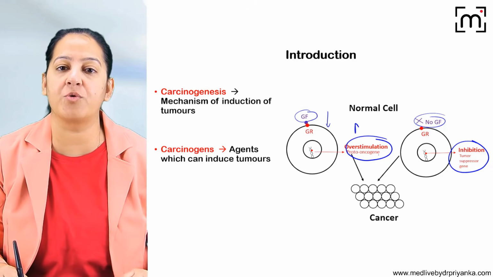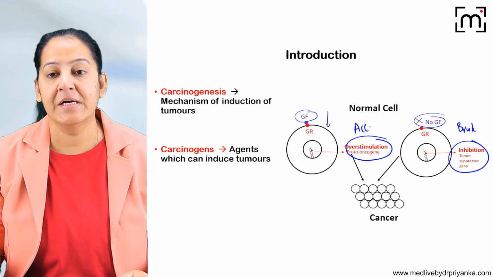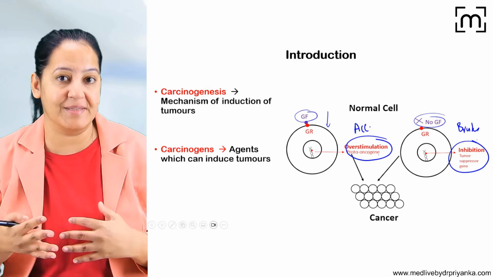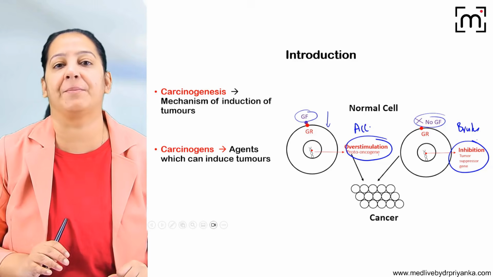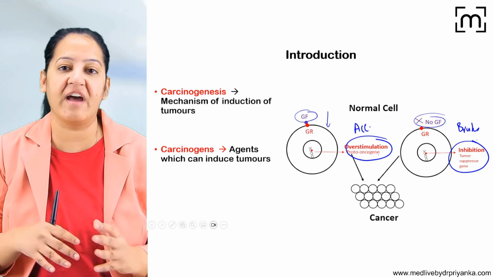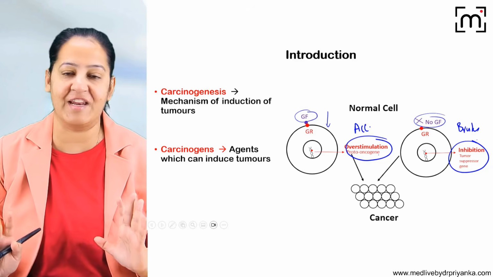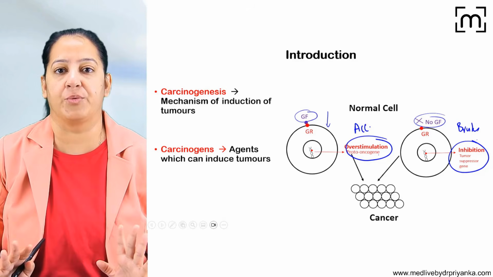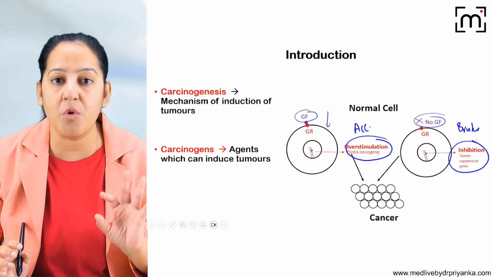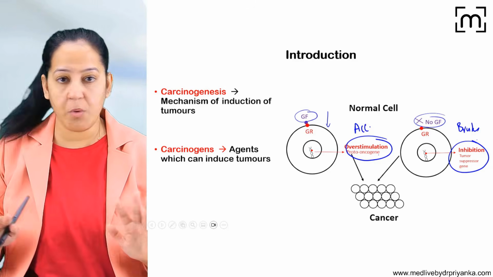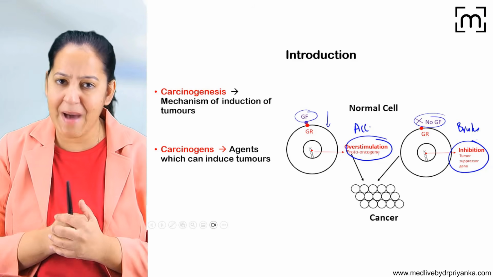I always call the proto-oncogene the accelerator, and the tumor suppressor gene the brake. If you are driving a car, if I want to increase the speed, I will apply the accelerator. And if I want to reduce the speed or stop the car, I will apply the brake. So there is a balance in the speed, and my speed is under control. The same happens in the body also. Whenever the body wants to do cell division, the proto-oncogene comes into role. And whenever the body does not want cell division, the tumor suppressor gene comes into role. So both are normal genes and there is a balance in the body.